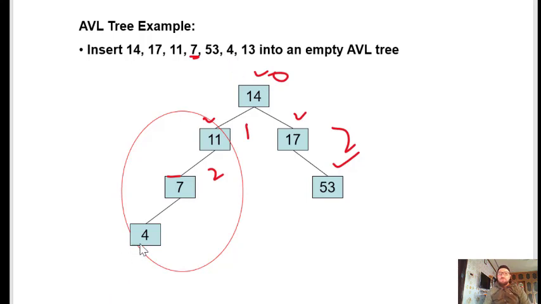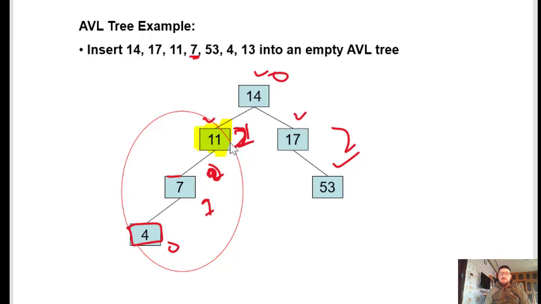When we put up the 4, now the problem comes because I have all the nodes here. Okay, now you see, for the 4 balance factor is 0. For 7 it is 1 minus 0 is 1. For 11 it is 2 minus 0, that is 2. Balance factor is 2, so 11 is in the problem.